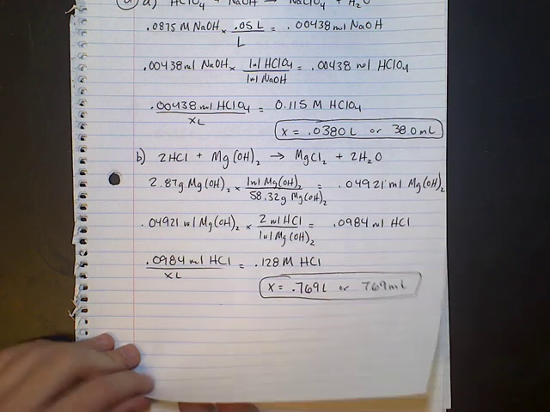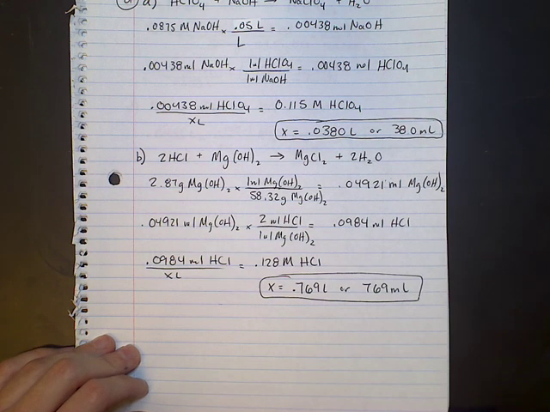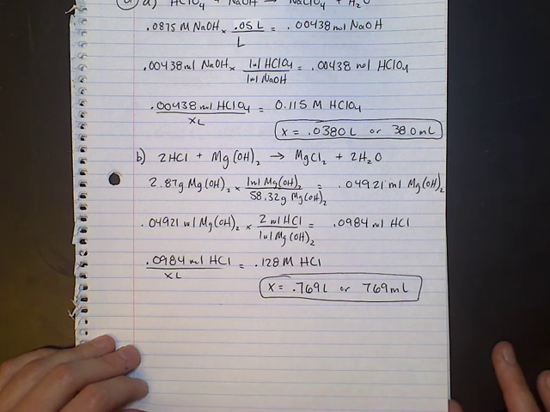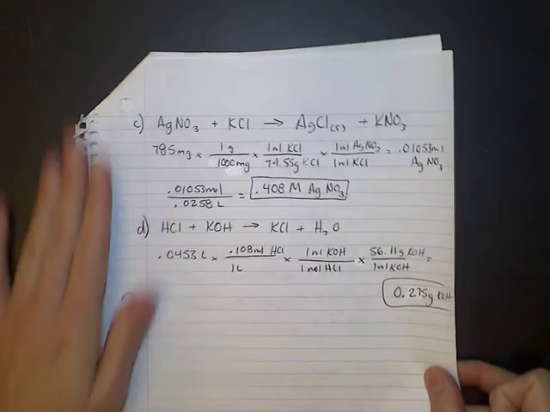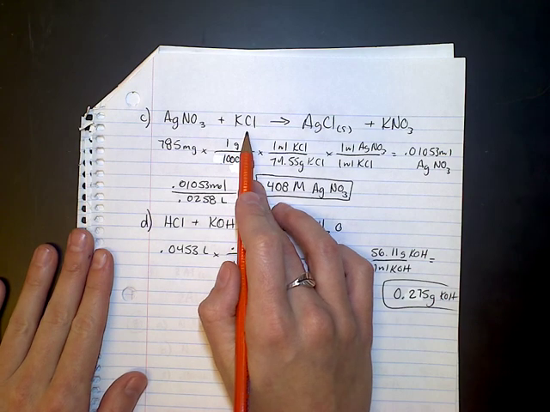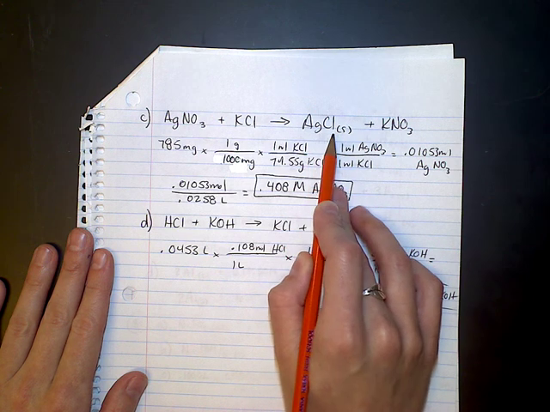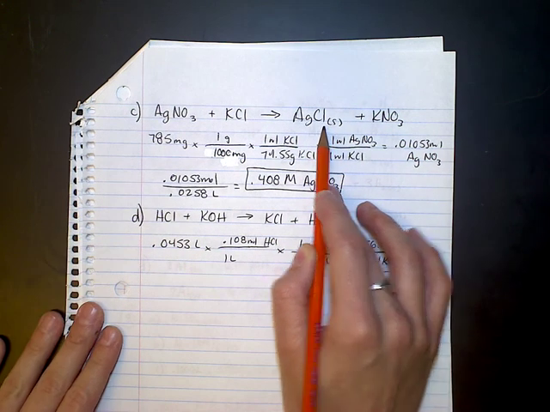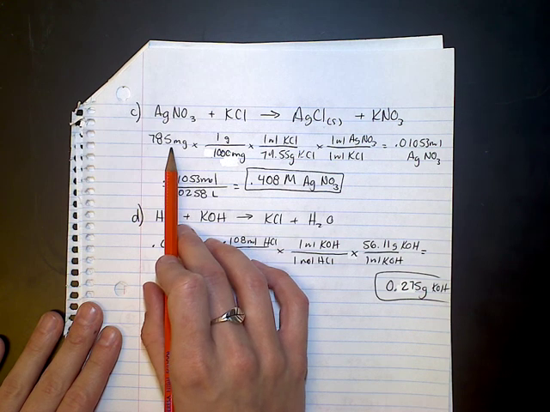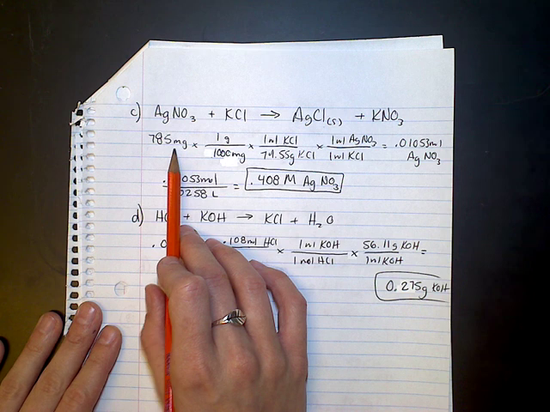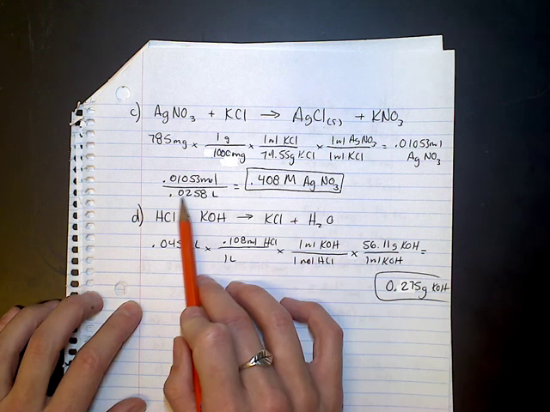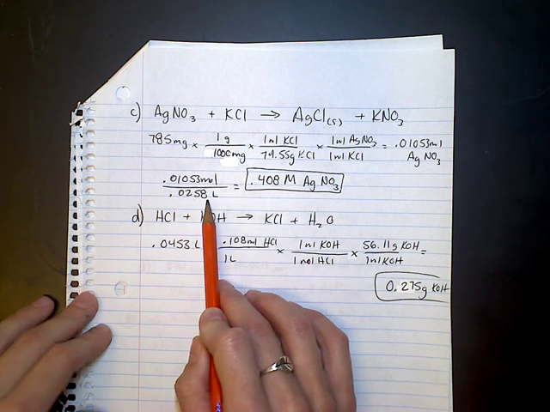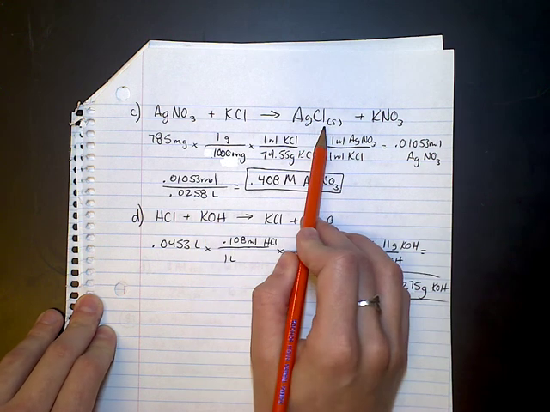Alright, next up here comes C. C was a little bit different. It wasn't an acid-base reaction, it was a precipitation reaction. I see you, Sharon, I'll wait. Okay. In this case, we've got silver nitrate and potassium chloride reacting. We're making silver chloride as our solid. We have 785 milligrams of potassium chloride, and it's asking what molarity of AgNO3 we would need to react if we used 25.8 milliliters of it to make all of the chlorine come out.